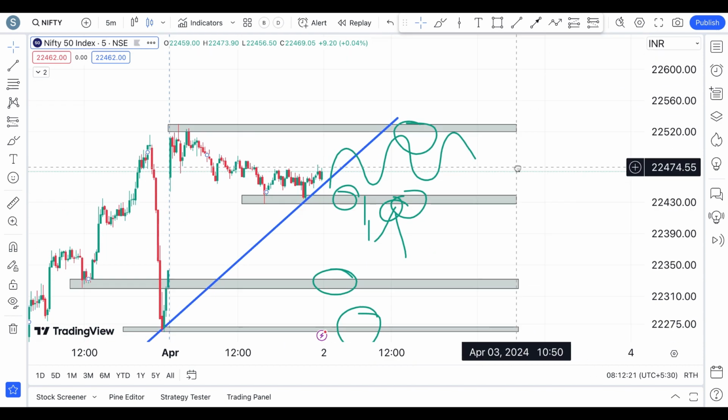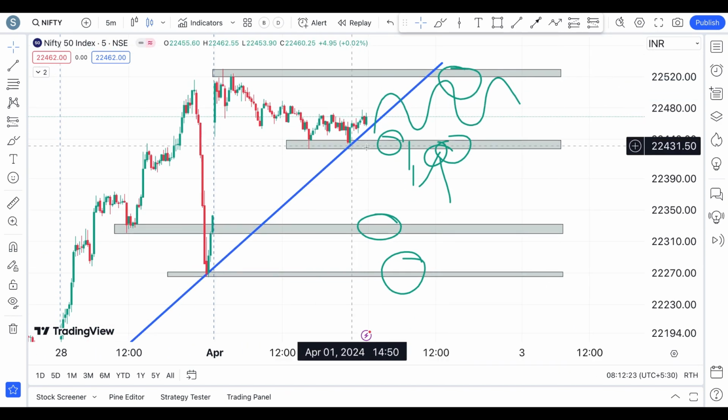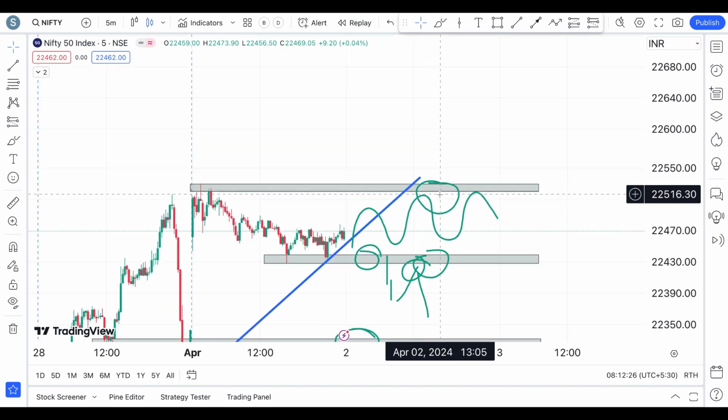So that's it, guys. I hope you have understood these levels in both the Nifty and the Bank Nifty.